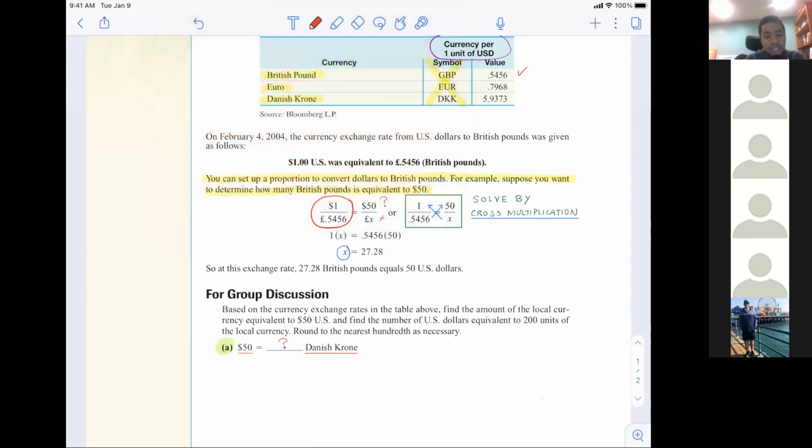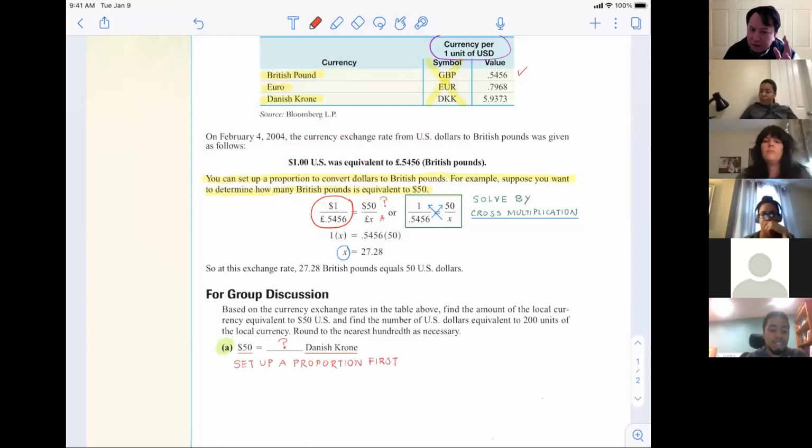So we can imitate the example on the British pounds on top here, and do the same thing. We set up a proportion first. Now, a proportion like this is just a special type of equation. So you have two sides, the left-hand side and the right-hand side. And recall from our earlier calculation for British pounds that the left-hand side always comes from the conversion rate.